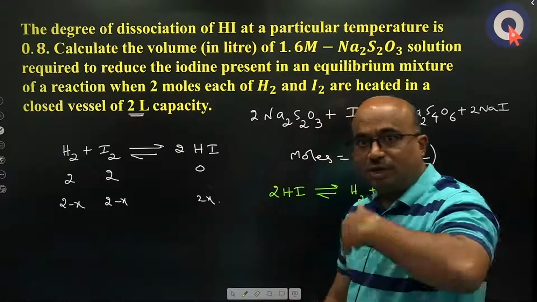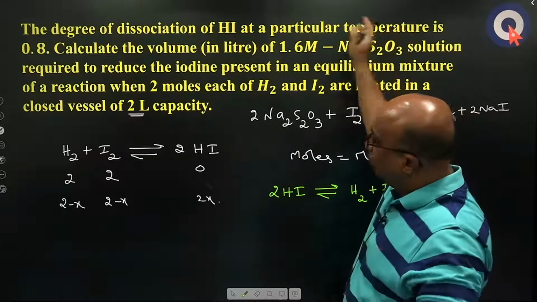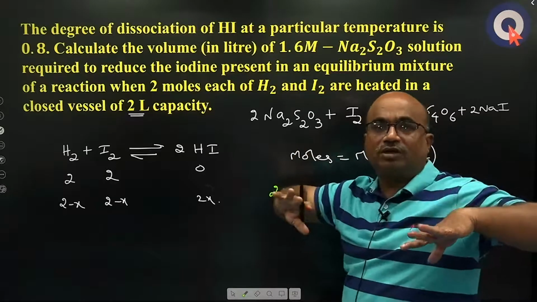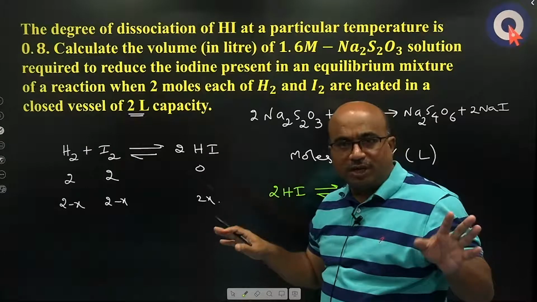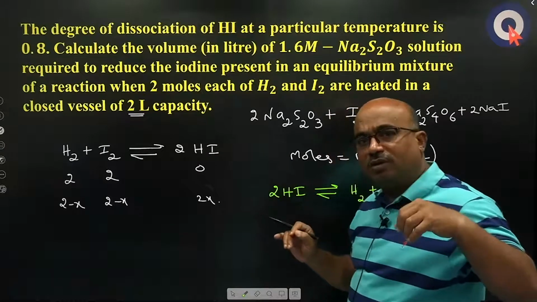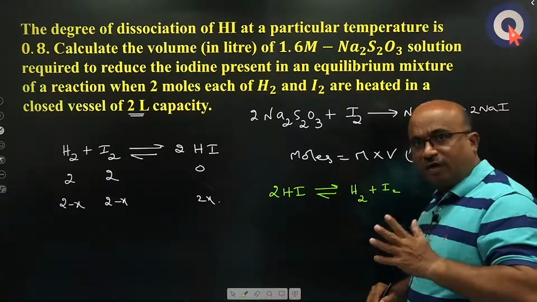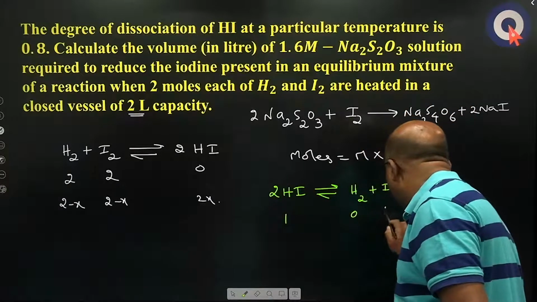Whenever the temperature is not mentioned in the applications, you can take the temperature value as constant. That means the applications are asked at the same temperature. Clear? So this is 1 initially, and let us say this is 0 and 0.